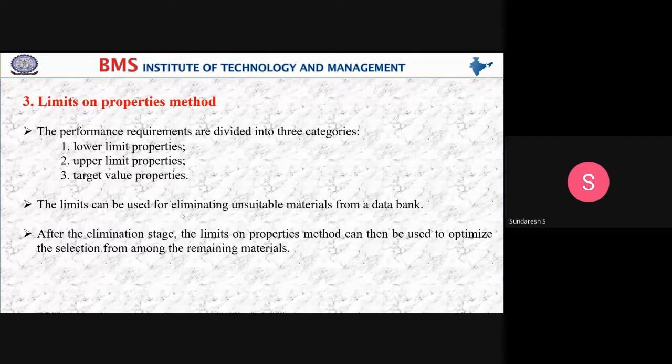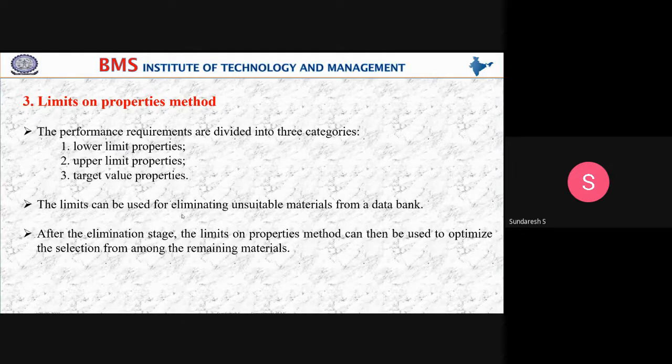So you can use the limits for eliminating unsuitable material from the data handbook. Based upon experience, you can see which material is totally not required in our data handbook, or data book, data bank. So you can easily eliminate material that is definitely not suitable for any of the purposes here. Therefore, you can eliminate those unsuitable materials from the data handbook.